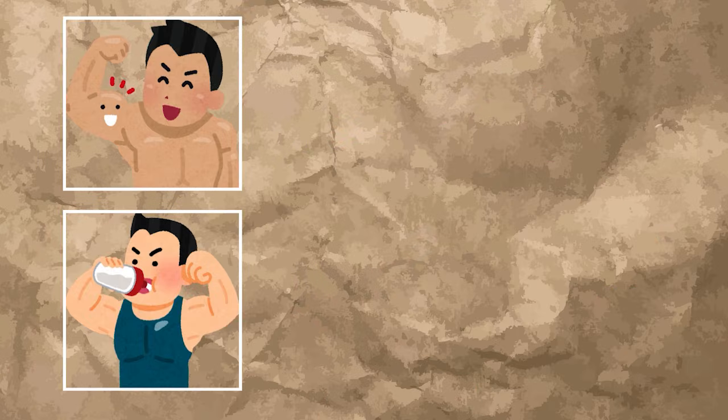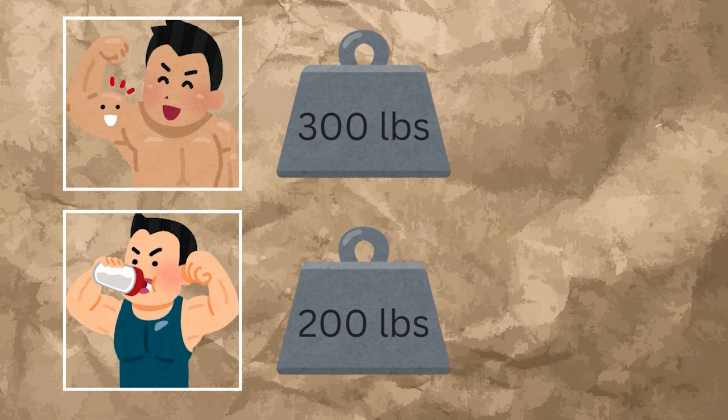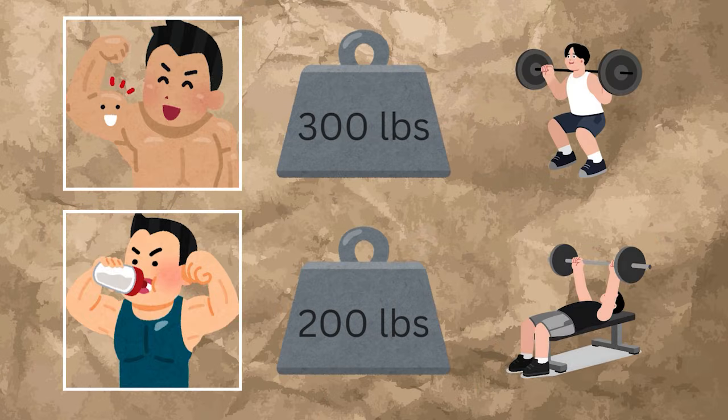To definitively say that one person is stronger than the other, they both need to be lifting the same weights and doing the same exercise. Saying that one person is stronger because they can squat 300 pounds, which is more than the second person can bench, is just not a fair comparison. So how does this relate back to our problem?